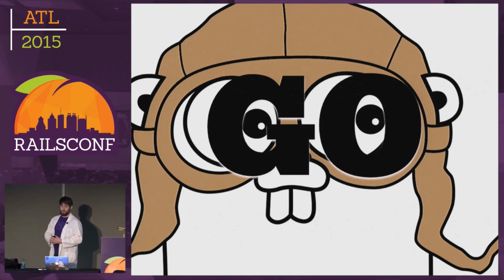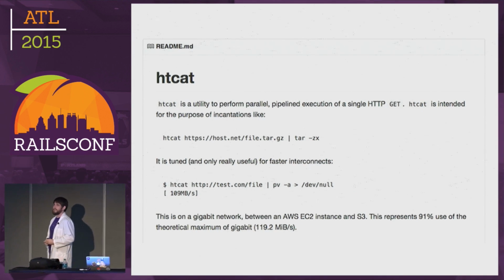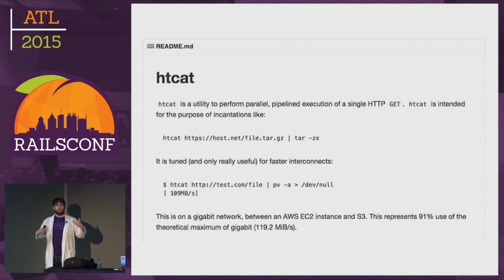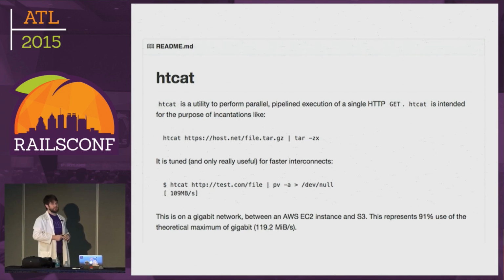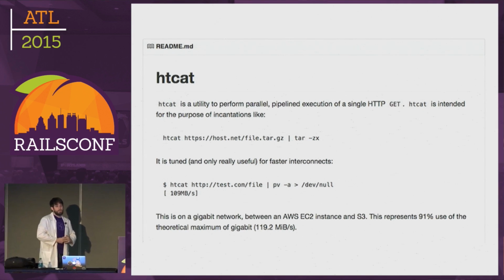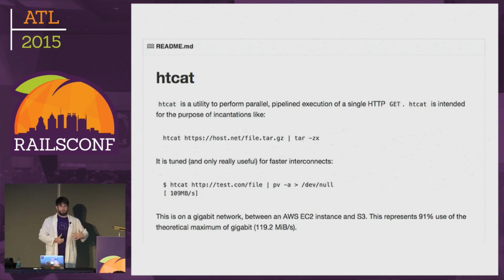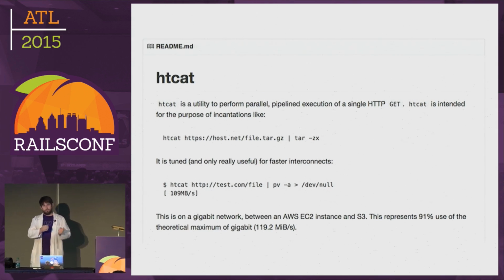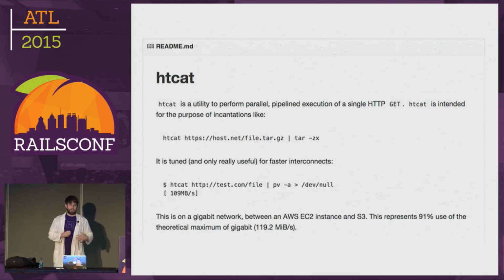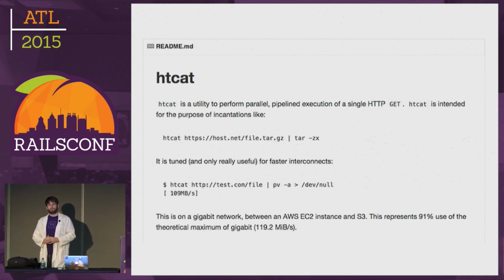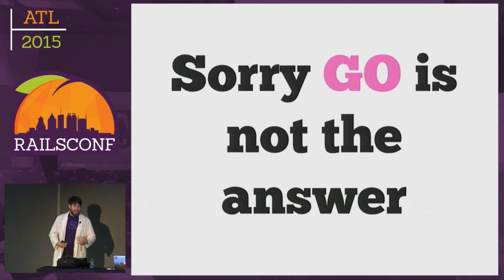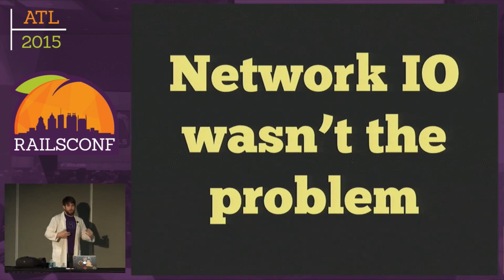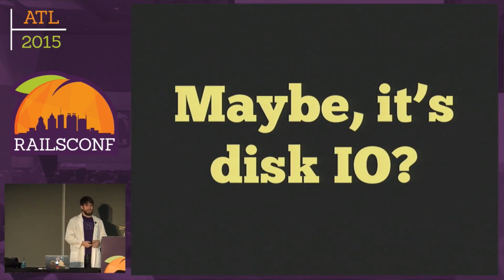Okay, so one of my coworkers has a really great utility called htcat, written in Go, and it will download and stream large HTTP requests in parallel. There are other libraries like it, but one of the neat things about this one is it will start streaming to the pipe immediately, similar to how you would cat a file and pipe it to something else. Unfortunately for us, and maybe for a lot of people on Twitter, Go is not the answer, and network I/O is not the problem. That leaves us with really one thing, and that's disk I/O.